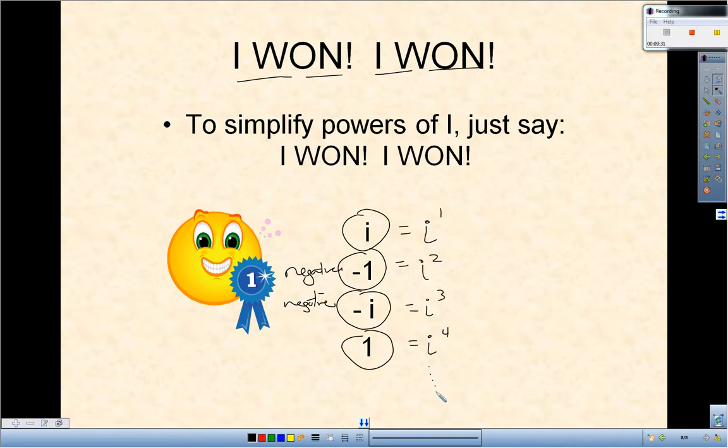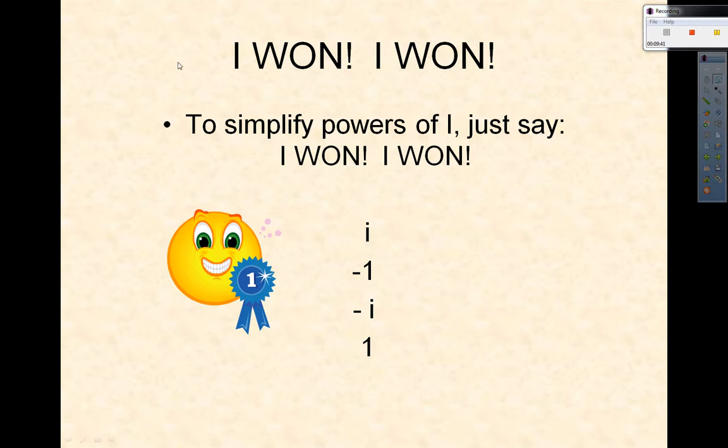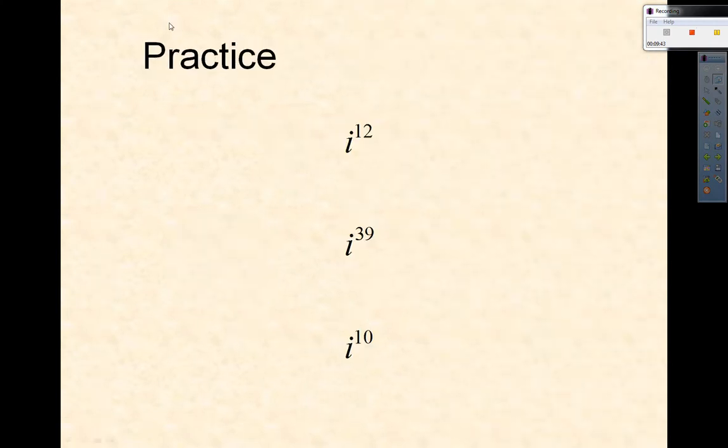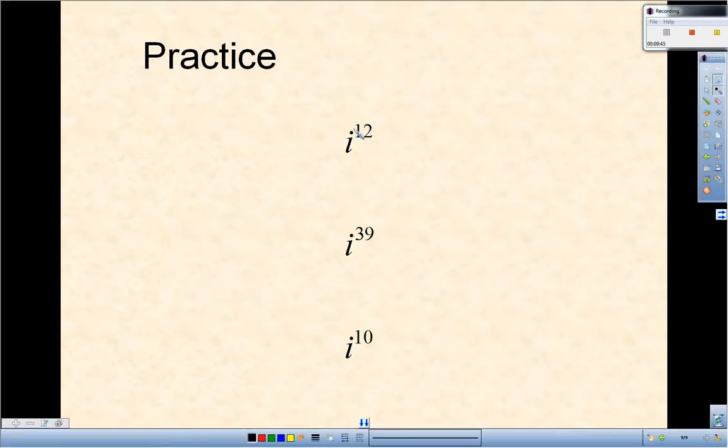And you can actually keep on going and do i to the fifth, i to the sixth, i to the seventh. But I'm going to show you a little bit of a trick of how we will actually solve that rather quickly. So, for example, let's say that I wanted you to simplify i to the 12th power. Well, what you're going to do is take that exponent and divide it by 4. Well, 4 goes into 12 3 times, and thankfully doesn't leave a remainder.